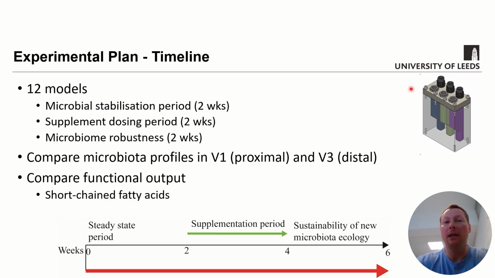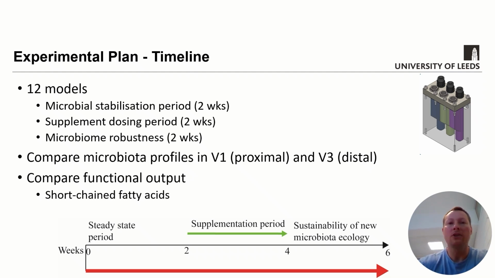And here what we did was we compared the microbiota profiles in the first vessel and the third vessel over time to give us that spatial temporal analysis. But we also wanted to overlay those microbial changes with any changes in the functional output. And so being fiber, one of the major jobs of the microbiome is to digest fiber, and they produce these short chain fatty acids such as acetate, butyrate and propionate. And so we wanted to compare the functional output in response to our fiber.